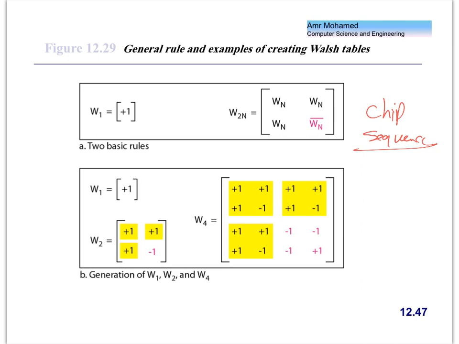You start with the Walsh matrix. It has a size of power of 2. So there is no Walsh matrix of size 5 by 5 or 7 by 7. It has to be in power of 2.